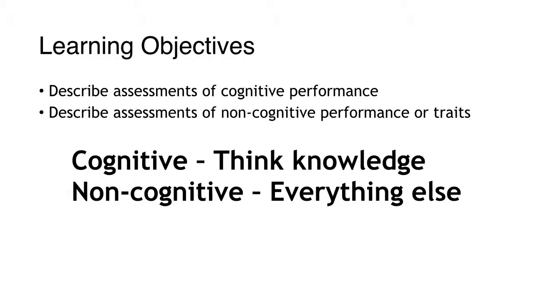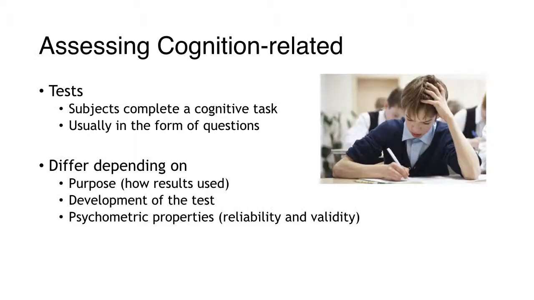In the next two parts of this module, I want you to be able to describe different assessments of cognitive performance and describe assessments of non-cognitive performance or traits. So I'm going to be distinguishing between tools that are used for measuring facets of cognition and those that are non-cognitive. In other words, I'm going to talk first about tools that we traditionally use to measure all kinds of knowledge. So if you think of cognitive tools, think knowledge. And then I'll talk about some tools we use for measuring all kinds of non-knowledge types of traits or performance.